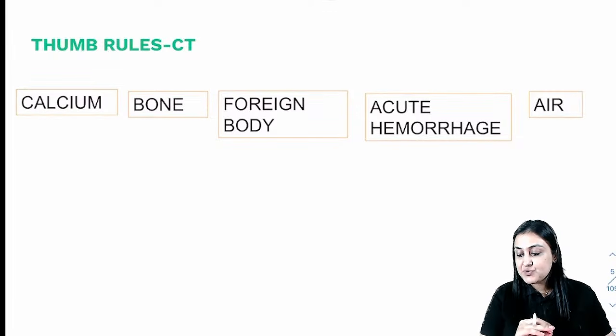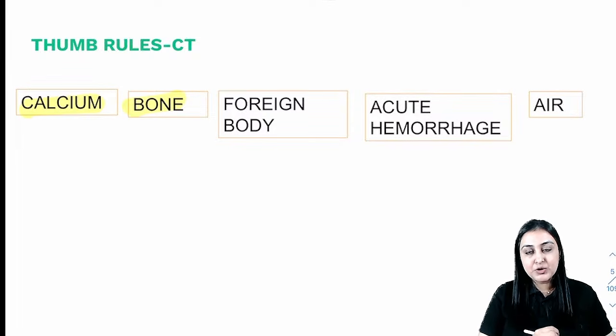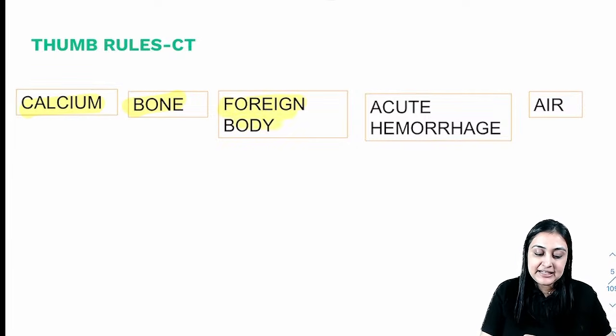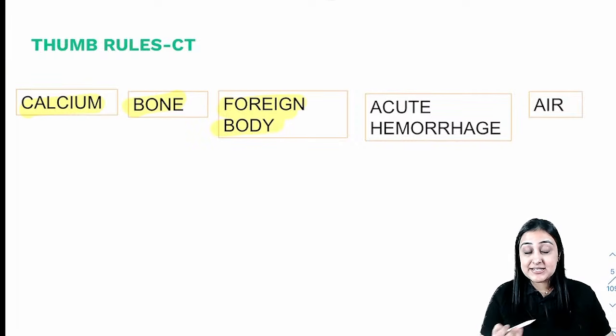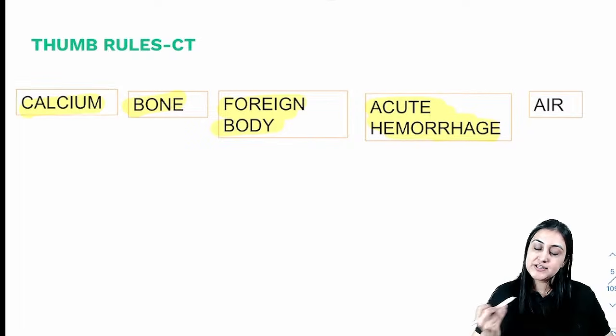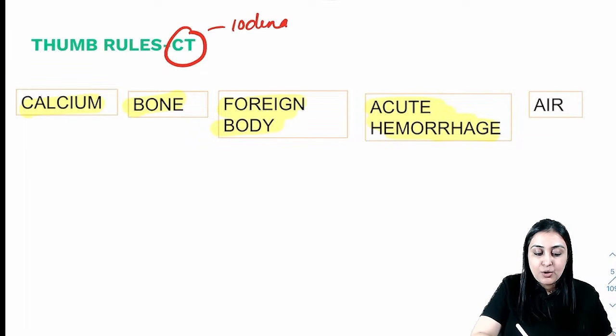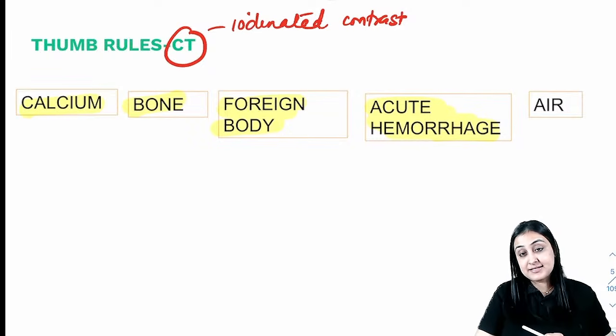So what are the things which are white, which are hyperdense on CT? One, bone or calcium. Bone is made up of calcium, so these are gonna be white, like we've already seen. Metallic foreign body, it's gonna be white, hyperdense. Very important, acute hemorrhage is gonna be white. What is the contrast which I use for CT? We use iodinated contrast, right? Is iodinated contrast white? Is it hyperdense? Yes, it is hyperdense. Iodine is hyperdense.